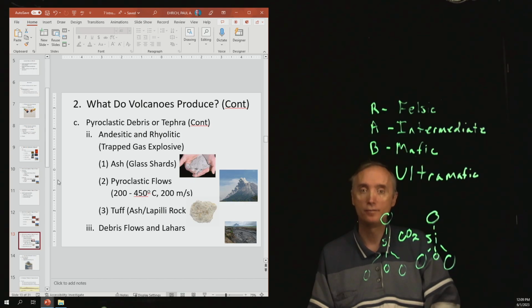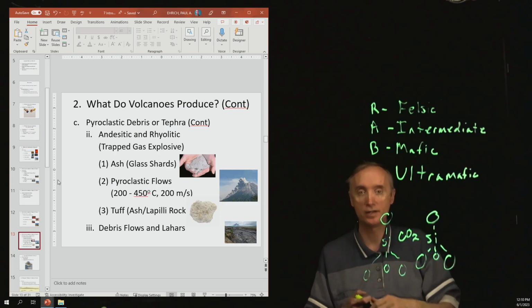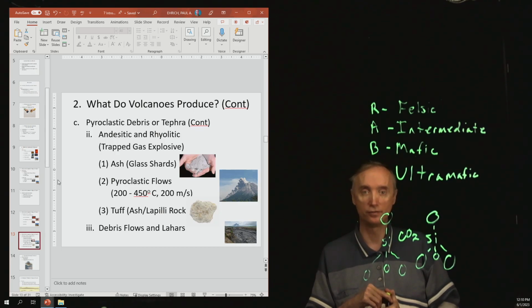You can also have pyroclastic flows. So this is very important. They're incredibly hot, and notice they travel at about 200 meters per second. So you cannot outrun a pyroclastic flow. You can't outdrive a pyroclastic flow. So they're very dangerous. They're in the form of a superheated gas, and as it flows down, it basically incinerates anything that gets in front of it.